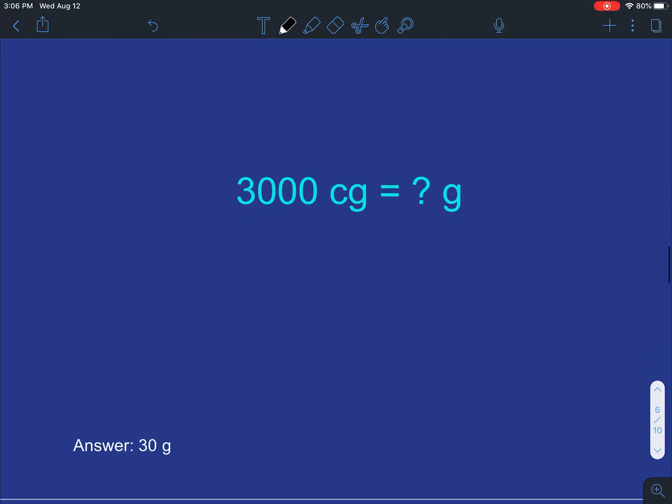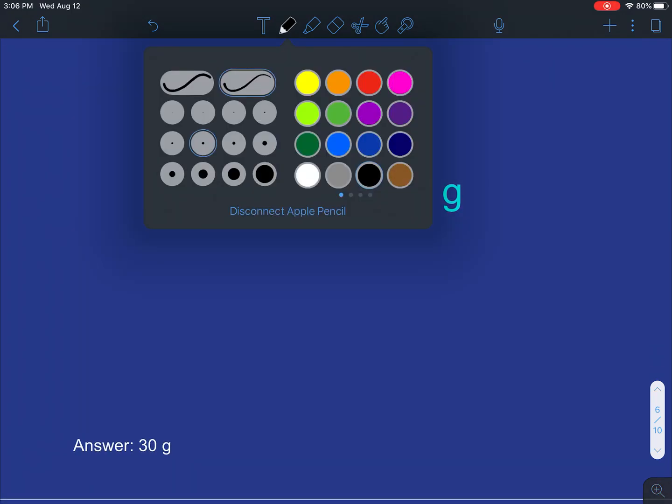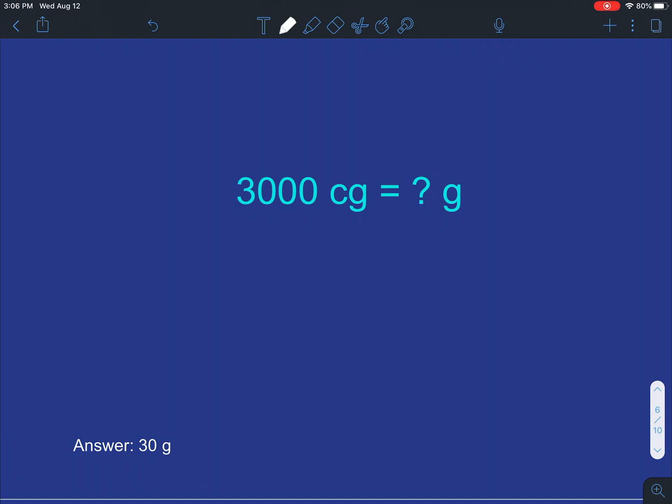The examples in the notes. Let me get a brighter color here. So 3,000 centigrams. I would encourage you to pause the video right now and try this on your own, see if you can get the right answer.